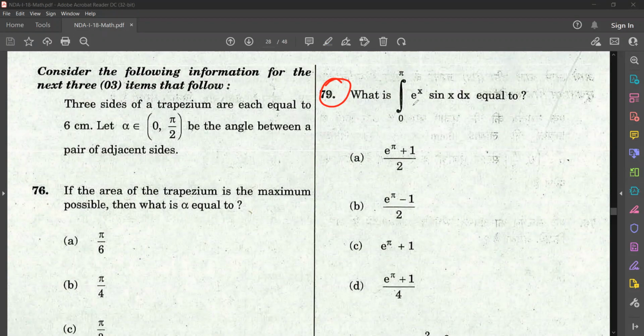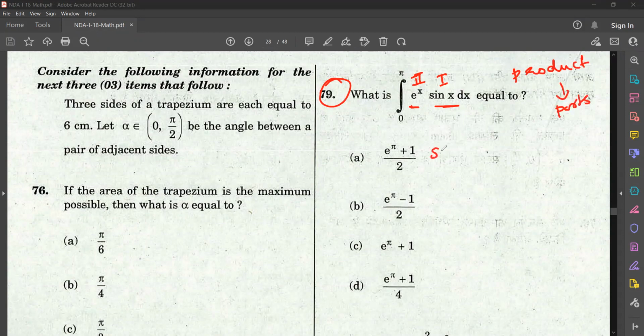Which method will you apply here? There is a product, isn't it? First function and second function. Or you take in the chain, when e raised to x is coming, that will be taken as the first function. This is the second function, that is the first function. So here a product is coming, so we can apply integration by parts.